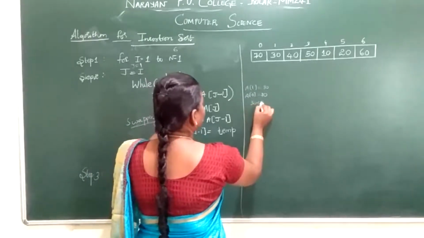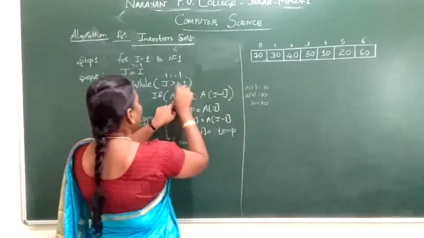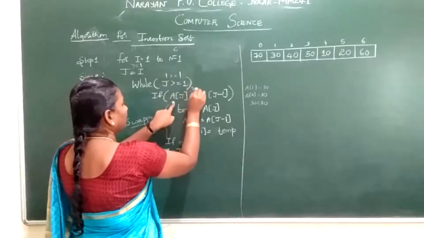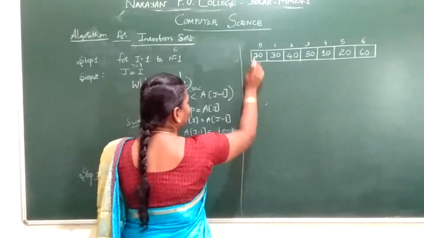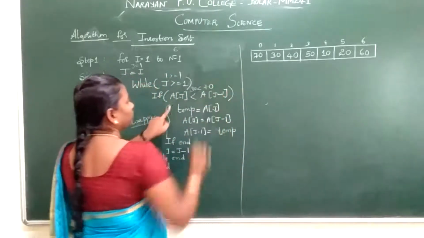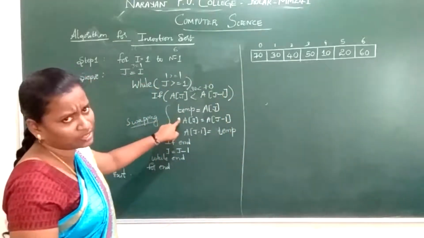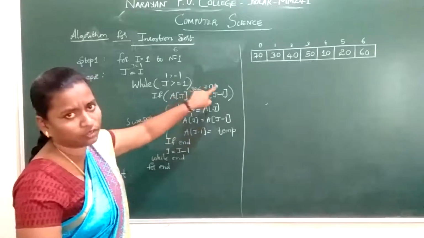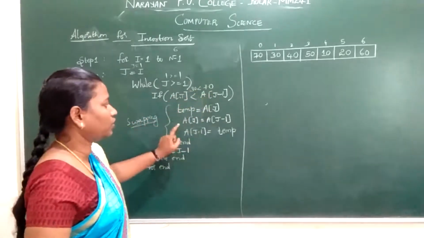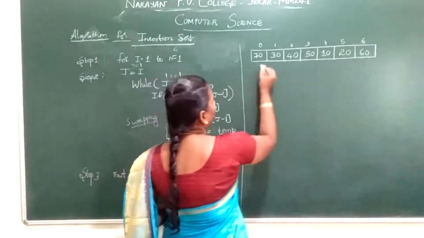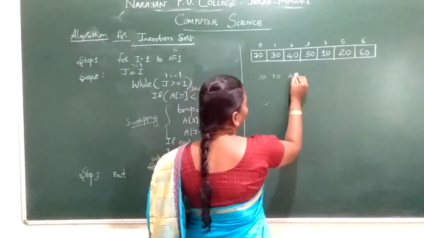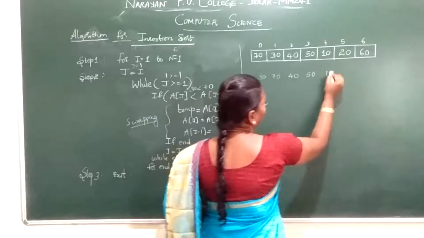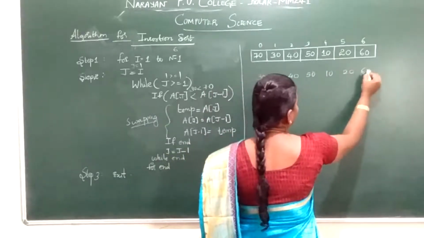So what do I check? Is 30 less than 70? If the condition is true, only then we swap. Yes, the condition is true; 30 is of course less than 70. We do the swapping. Once we swap, the array will be 30, 70, 40, 50, 10, 20 and 60.